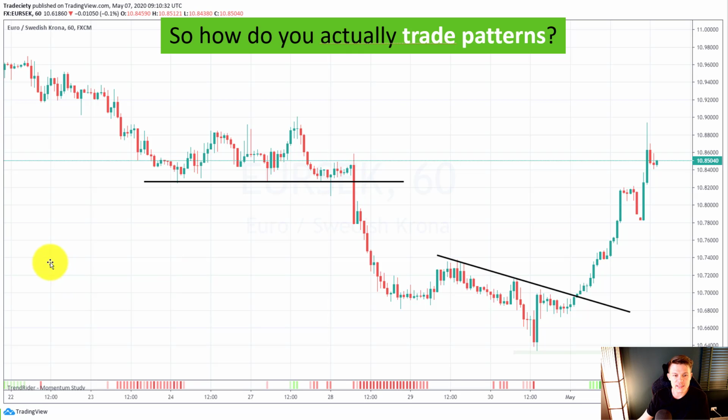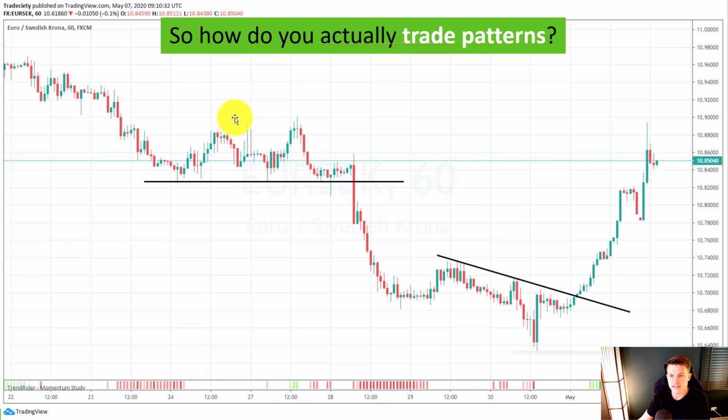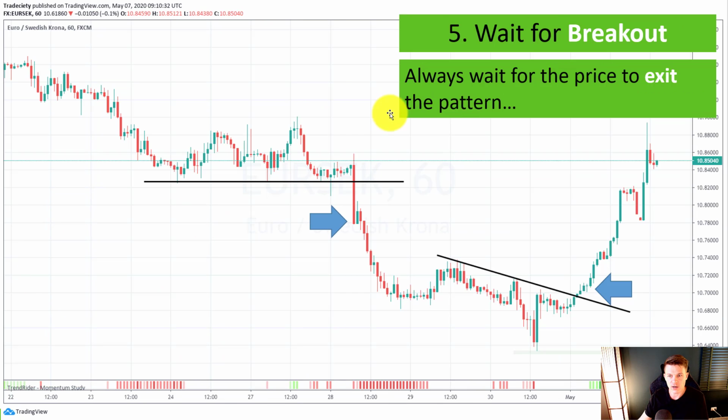So the tip number 5 is that you always wait for the breakout. Whatever pattern you have, whether it's a continuation pattern or a reversal pattern, you always need to make sure that the market and the price is actually leaving the pattern. It is fully breaking out. So tip number 5, wait for the breakout. Always wait for the market to fully break out.